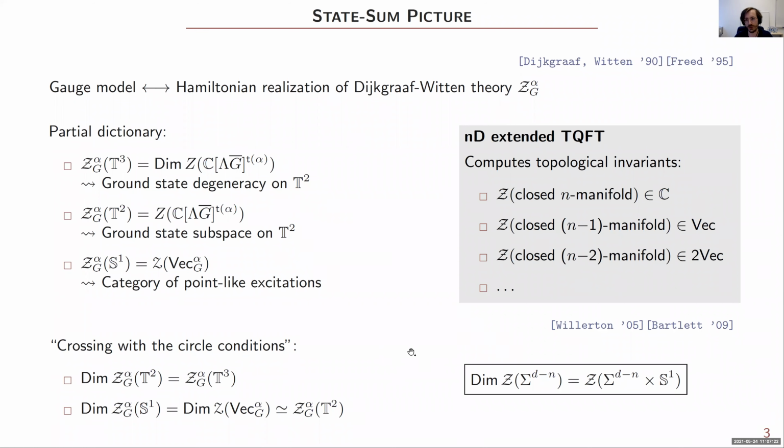And they are expected to hold more generally for fully extended TQFTs. And so what they are, are relations that relate the quantum invariant associated with a manifold to the quantum invariant associated with this manifold crossed with the circle.